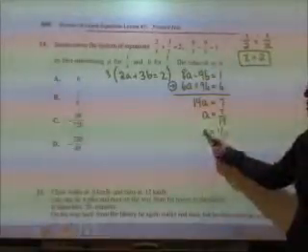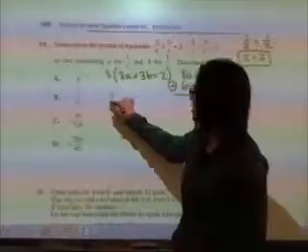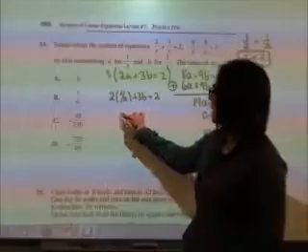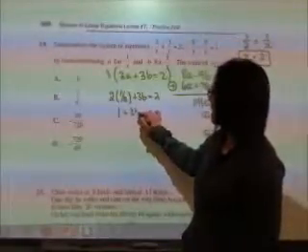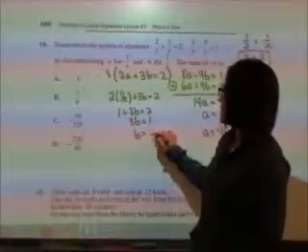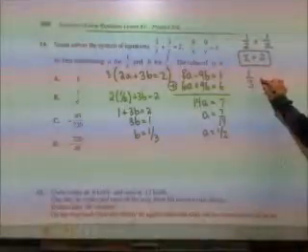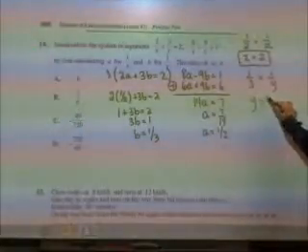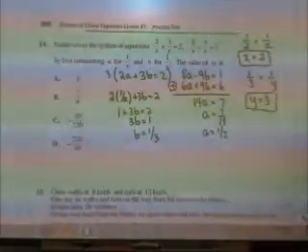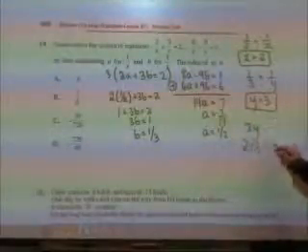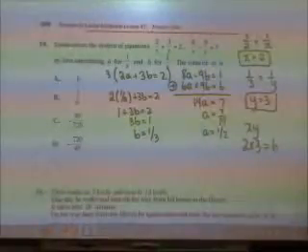If I substitute 1/2 into this equation, 2 times 1/2 plus 3b equals 2. I get 1 plus 3b equals 2, 3b equals 1, and b equals 1/3. So 1/3 equals 1 over y. And again, I cross multiply, and I get that y equals 3. So the value of x times y, 2 times 3, is 6.